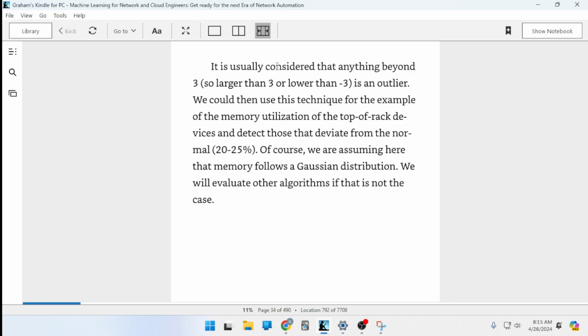We could then use this technique for the example of the memory utilization on the top of rack devices and detect those that deviate from the normal 20 to 25%.